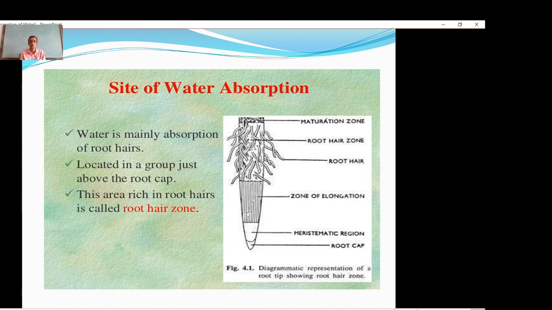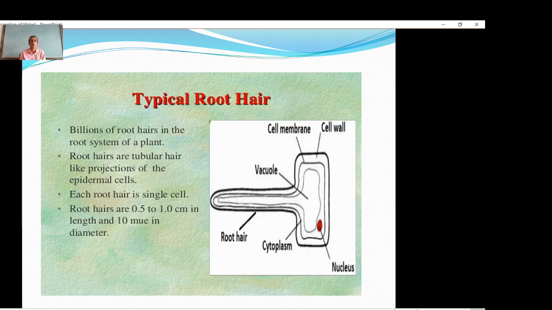In the figure at the lower side, there is the figure of the root. From the lower side: the root cap, meristematic region, zone of elongation, root hair zone, and maturation zone. The root hair is present above the root cap, located in a group just above it. This area bearing root hairs is called the root hair zone. The area near the tip of the root having a large amount of root hair is called the root hair zone.